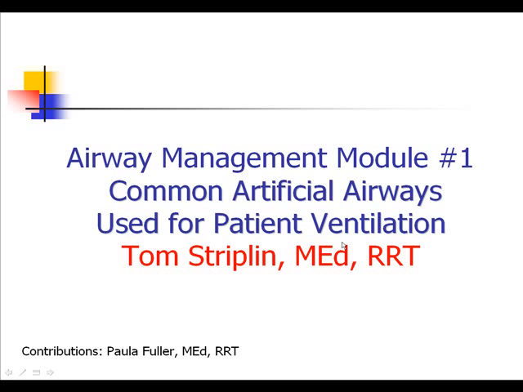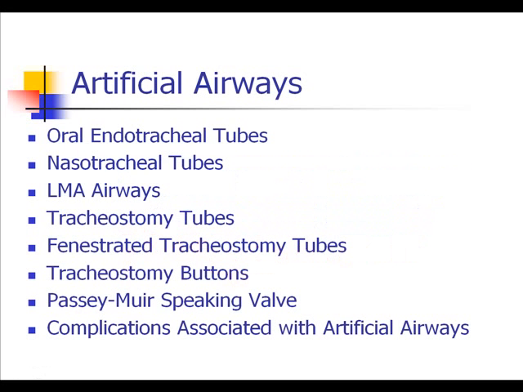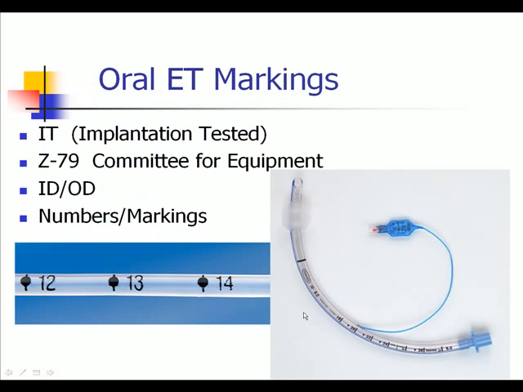Welcome to Airway Management Module number 1, Common Artificial Airways that are used for patient ventilation. In this module, we're going to cover oral endotracheal tubes, nasotracheal tubes, LMA airways, tracheostomy tubes, fenestrated tracheostomy tubes, tracheostomy buttons, the Passy-Muir speaking valve, and some common complications associated with artificial airways.